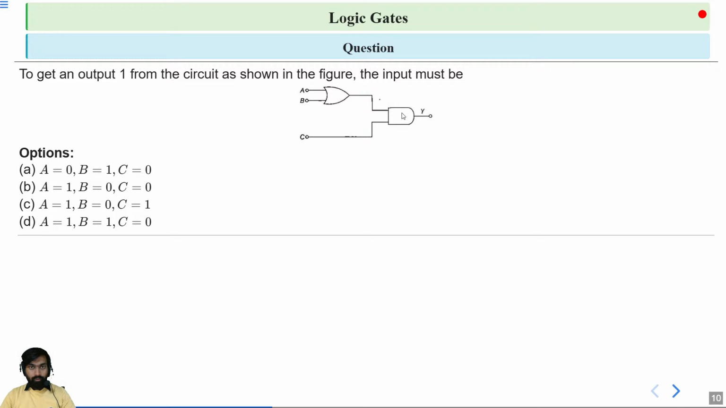Yes or no? And the question asks about the output should be 1. Okay, and what is the condition for output 1? All inputs should be 1. Yes or no? All inputs should be 1. It means what? C is equal to 1. So C equal to 0 here, C equal to 0, C equal to 0, here C equal to 0. So C equal to 1 in option C. Okay, so C option is correct.